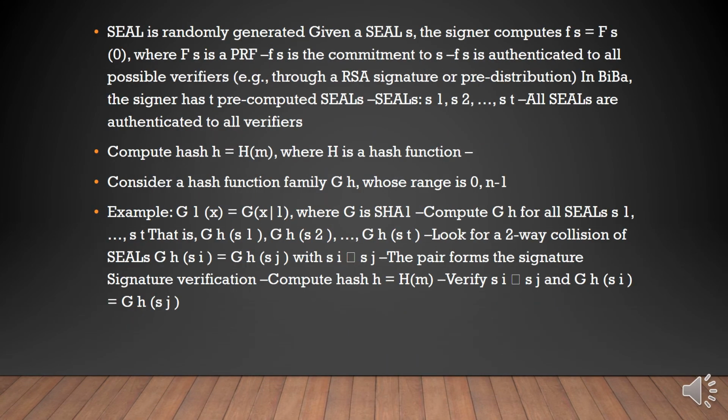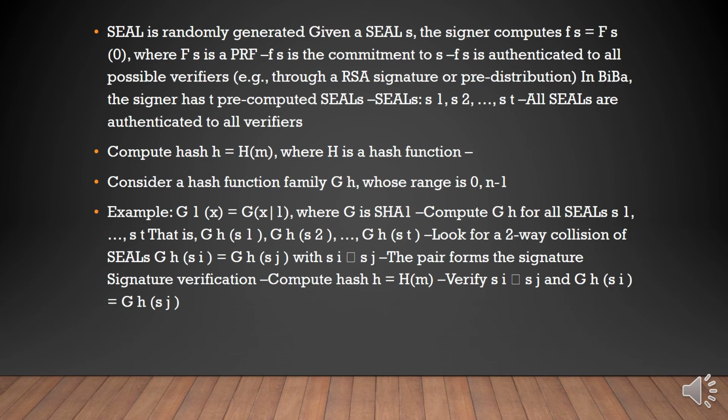The seed is randomly generated. Given a seed, the signer computes F_s, which is equal to F_s(0), where F_s is a PRF. F_s is the commitment to S. F_s is authenticated to all possible verifiers using an RSA signature or pre-distribution. The signer has to pre-compute the seed values. All seeds are authenticated to all verifiers.